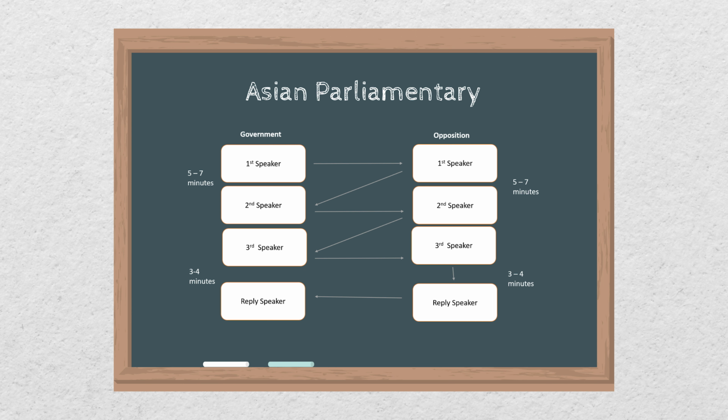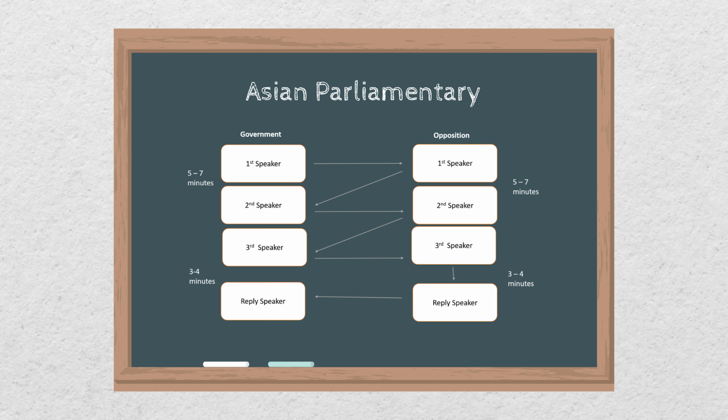And the order is the first speaker of the government, and then the first speaker of the opposition, second speaker of the government, second speaker of the opposition, third speaker of the government, and then third speaker of the opposition, and then the reply speakers, starting from the opposition, and the last one is the reply speaker from the government. So when it comes to the reply speech, it starts from the opposition side, then it's closed by the reply speaker of the government. Now let's talk more about the role of each speaker.